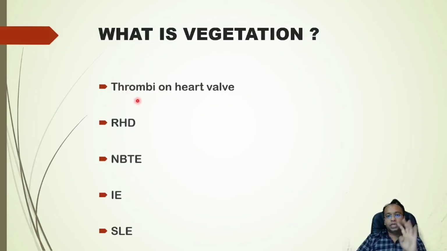The causes are mainly four: rheumatic heart disease, non-bacterial thrombotic endocarditis, infective endocarditis, and systemic lupus erythematosus, right? So we will discuss vegetation in detail in our systemic pathology.